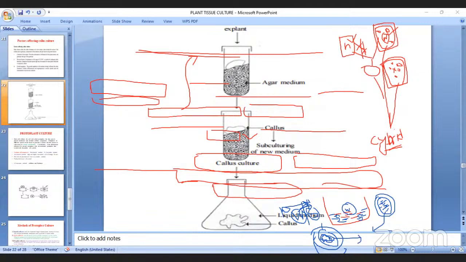Is it clear? Right. But this mechanical method has some disadvantages. First of all, this method is highly critical, expensive, and skill based.